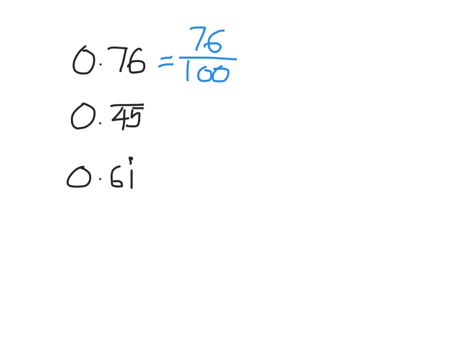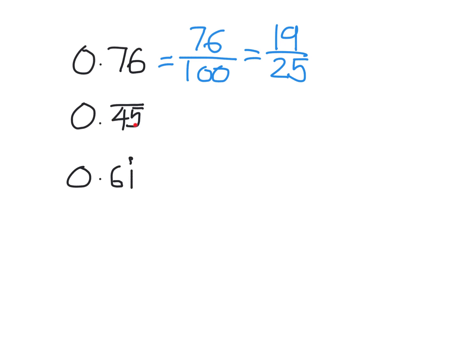Now, whenever you're giving a fractional answer, make sure it's simplified. So 76 can be divided by 4, and 100 can be divided by 4. 19 over 25 is simplified. I know that because 19 and 25 share no common factors other than 1. So that's how you do terminating decimals.